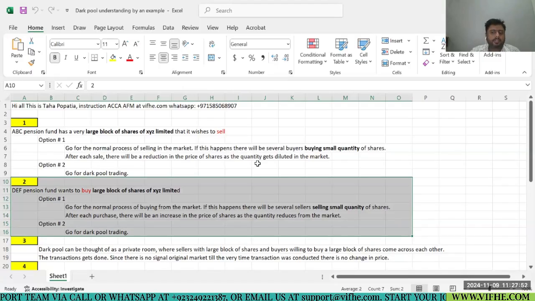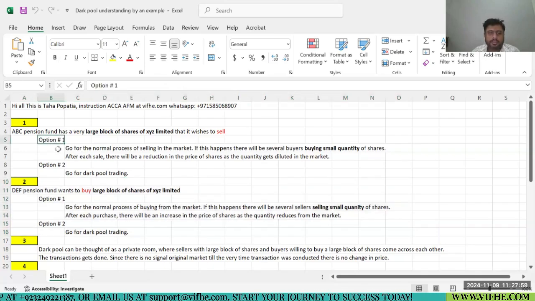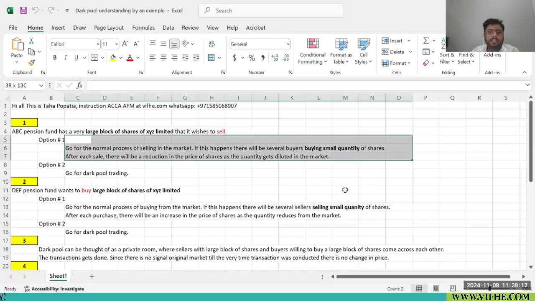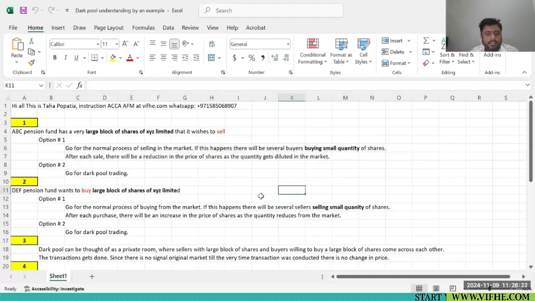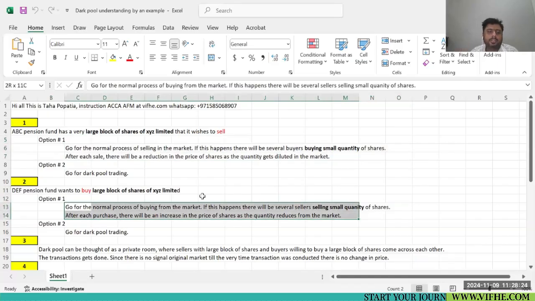Okay, we are going to understand what is dark pool, but first try to understand that there are two markets. One is the open market, the normal exchange, and the second is dark pool. The first option is not a viable option for either ABC Limited or DEF Limited. ABC Limited, it is not beneficial because if they keep on conducting the same activity of buying selling small quantities, there will be a price reduction, and opposite goes for the other company.